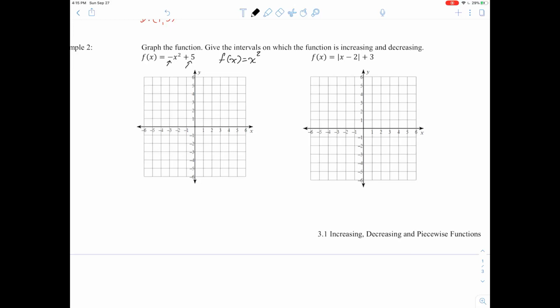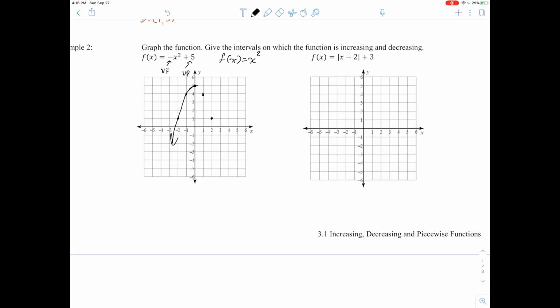So f of x equals x squared looks like this. And now I'm going to flip it upside down with the vertical flip. So those two points are going to come down here. And so I'm just doing a little bit of movement here. And then it's going to go up 5. So I'm just going to take all those points up 5. And erase. And graph.